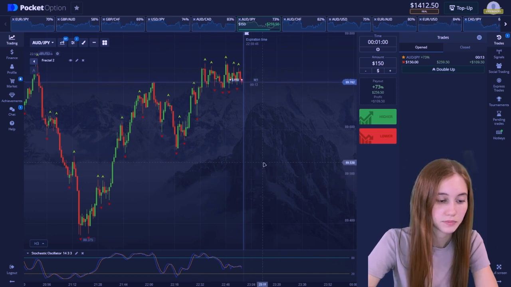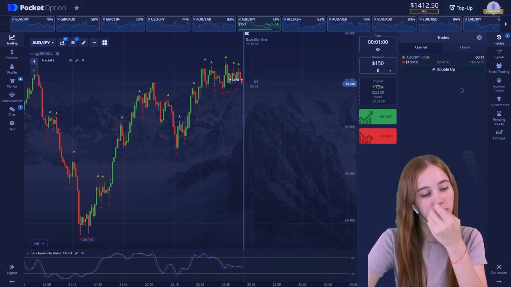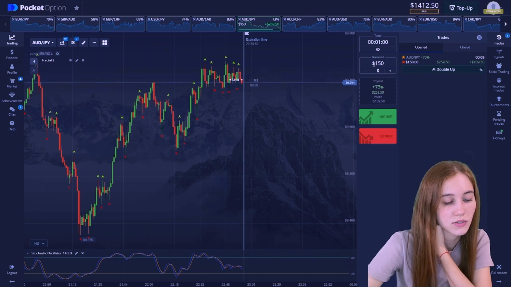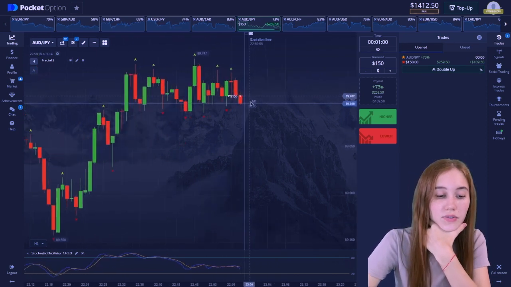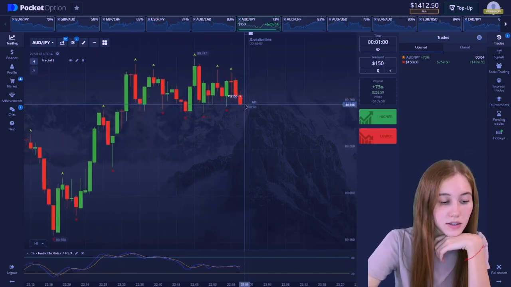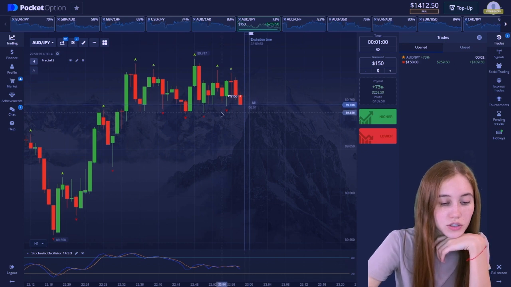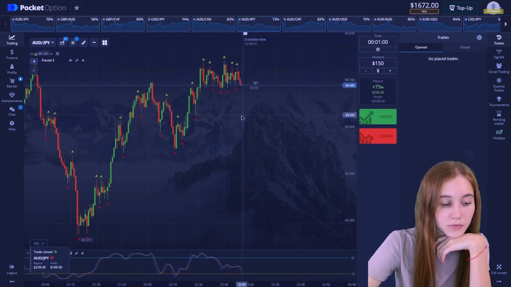Let's see. 10 seconds left until the end of the deal. The deal is for $150. At the moment, the candle is in the process of drawdown. The trade is a plus. Good.